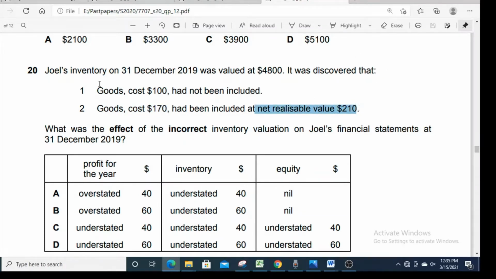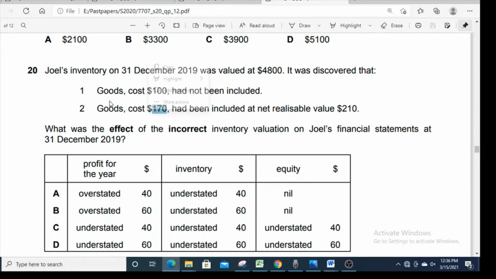So, looking at this question, 100 was not included, so that should have been there. So with 100, our inventory is actually understated. For this one, the lower is cost, that is 170, but in inventory it was included at net realizable value of 210, which is actually higher, so it's wrong. So here inventory has been overstated with the difference of 210 and 170, which is 40.